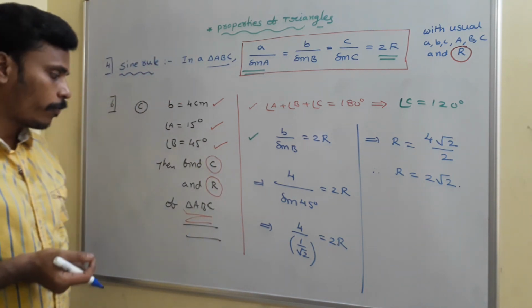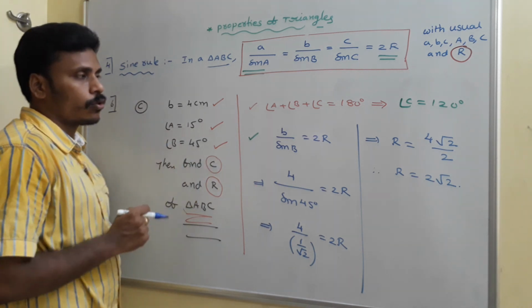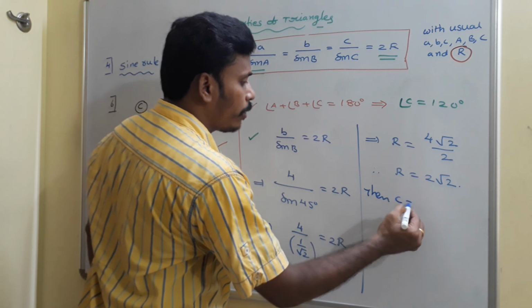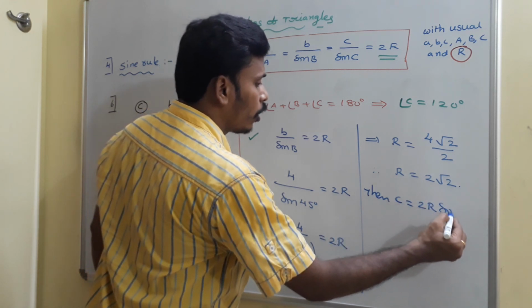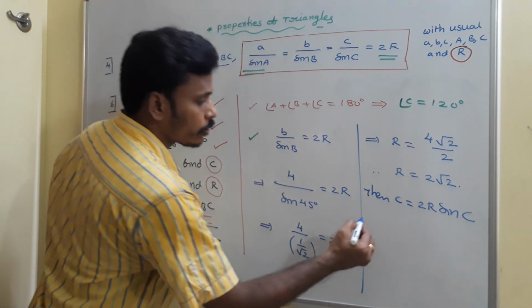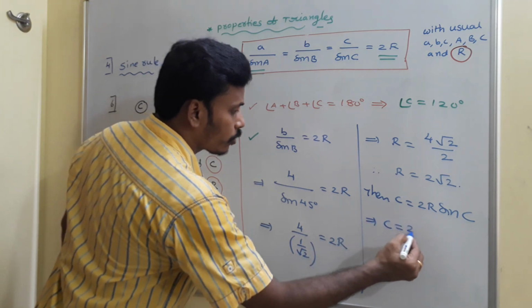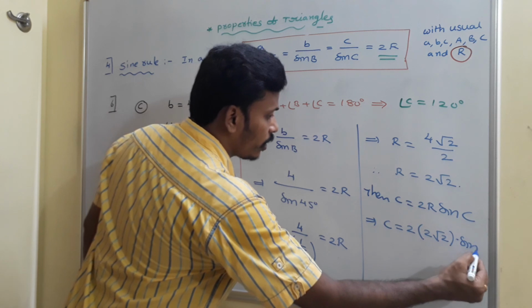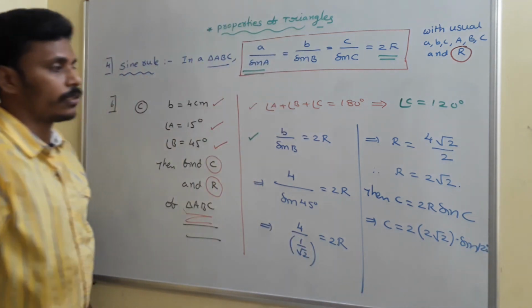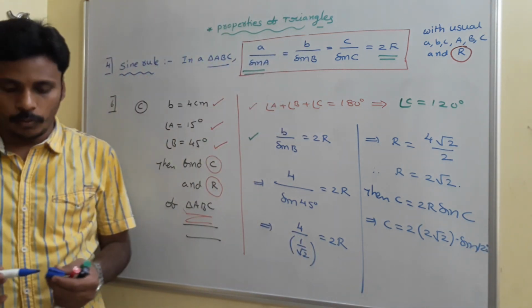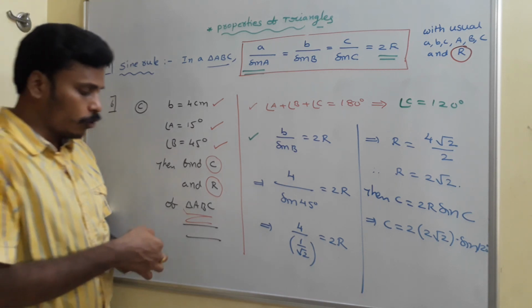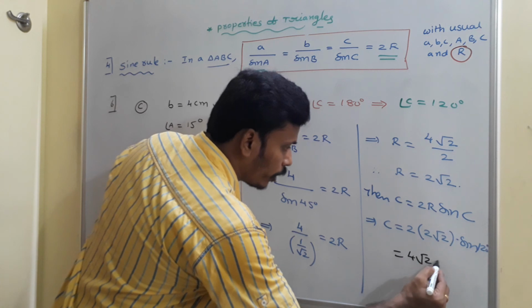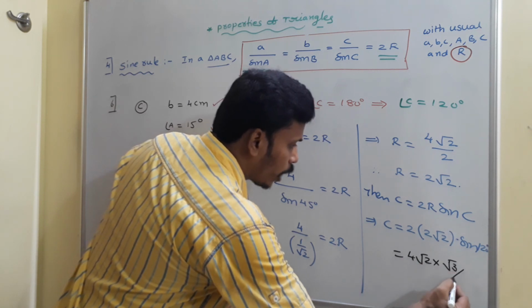I have r now. Now I need to find small c also, the side c. Then c can be calculated using 2r sine C. So that implies c is equal to 2 into r, which is 2 root 2, into sine C, which means sine 120 degrees, because we found that angle C is equal to 120 degrees. Now you need to calculate it. So this is equal to 4 root 2 into sine 120, which, as we calculated, is again what?